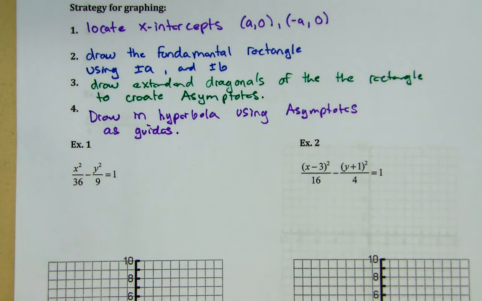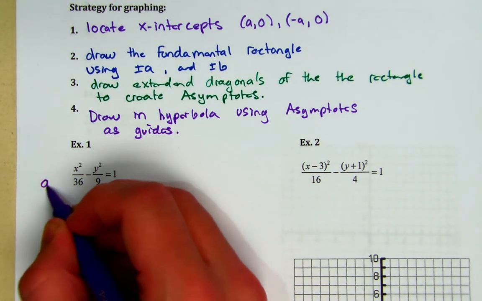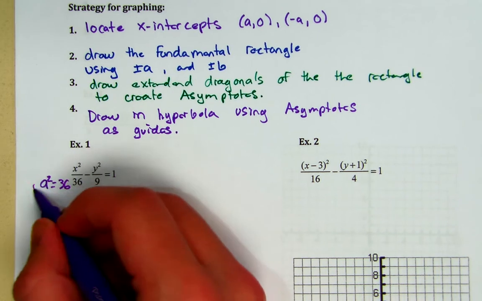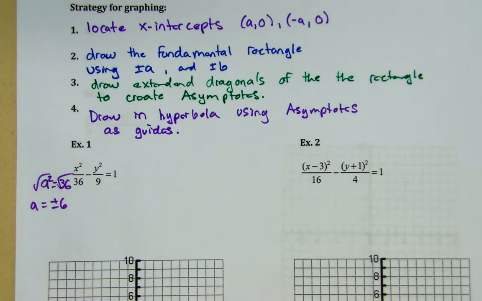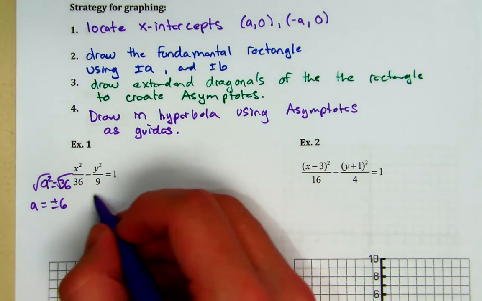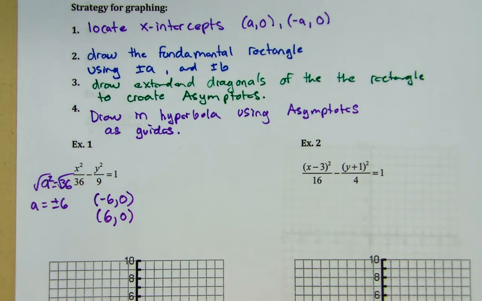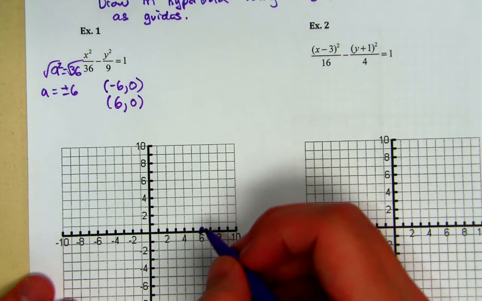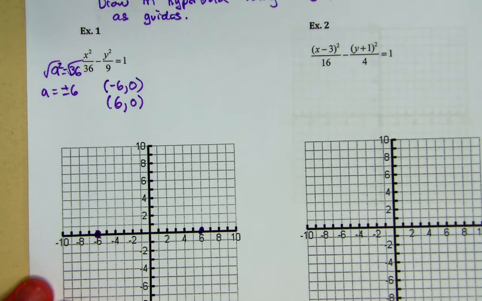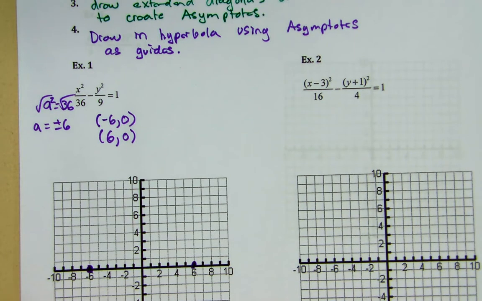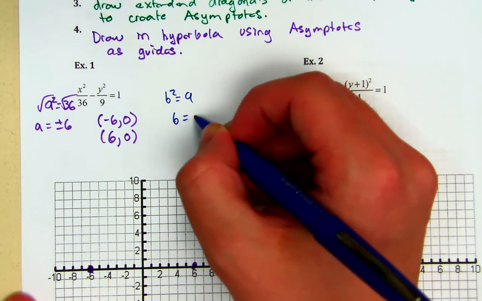So locating the x-intercepts. Number 1, (a, 0), so we need to set a squared equals 36. Square root, so a equals plus or minus 6. So my x-intercepts are at (negative 6, 0) and (6, 0). So I go over to (6, 0), plot, and (negative 6, 0), and plot. Now, I need to figure out what b was. So b squared equals 9, b equals plus or minus 3.